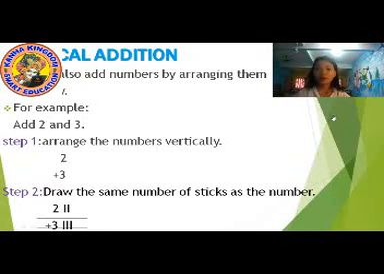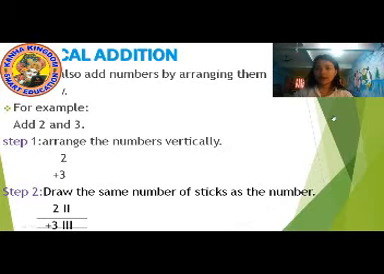After learning how to do addition by counting forward, we are going to learn vertical addition. We can also add numbers by arranging them vertically. For example, add 2 and 3. Dear student, please look at the screen. Step 1 is arrange the numbers vertically, like how I do on the screen.